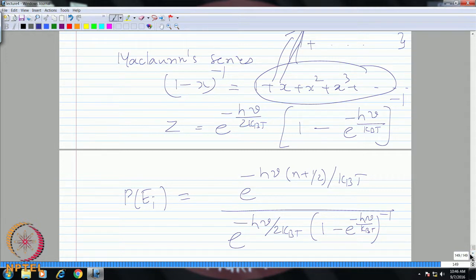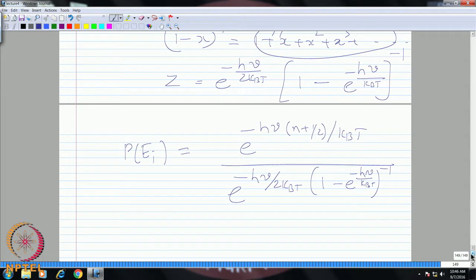So, therefore, if you knock off the common terms, if you simplify, what do you get? So, e power minus h nu by 2 k b t can be cancelled off, numerator and denominator. Therefore, you will have e power minus n h nu by k b t in the numerator, and this term we can take to the numerator, 1 minus e power minus h nu by k b t. Is that clear?